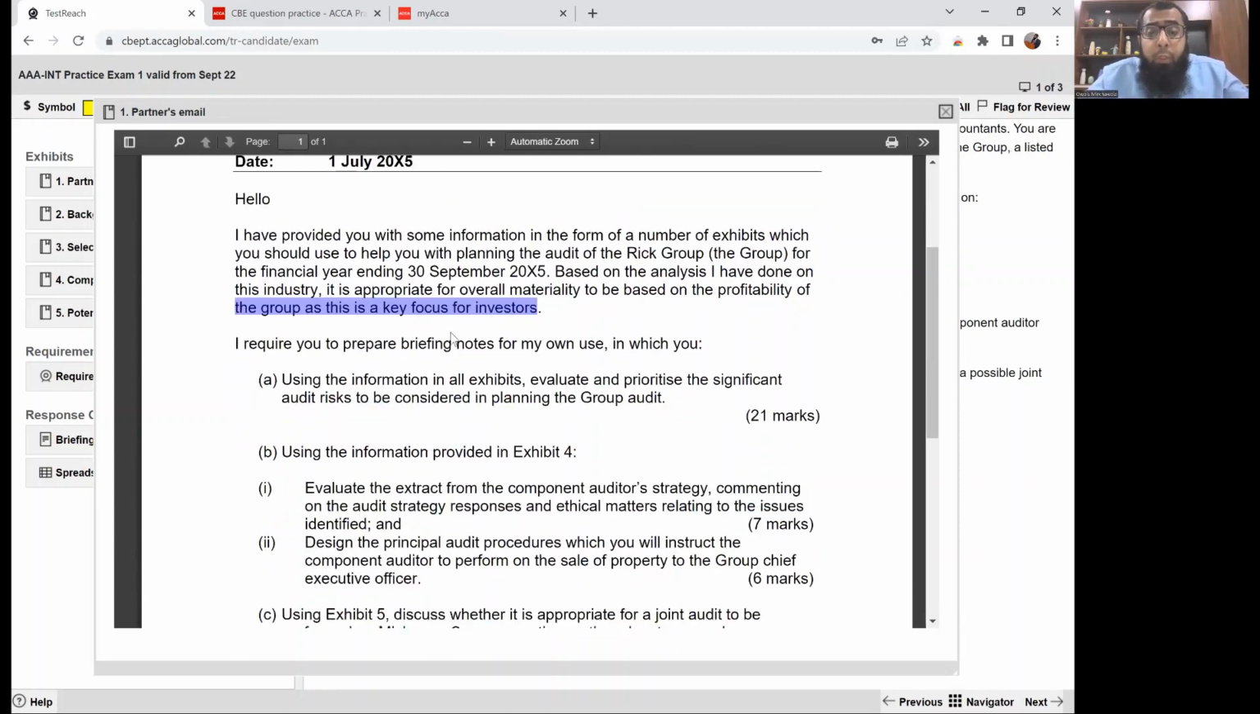Now, I require you to prepare briefing notes for my use, in which you, Part A, using the information in all exhibits, evaluate and prioritize the significant audit risks to be considered in planning the group audit. And this is a requirement of 21 marks, the biggest requirement of the entire exam paper. So we are just reading the data, and we have found that our first requirement relates to audit risk, which is of 21 marks.